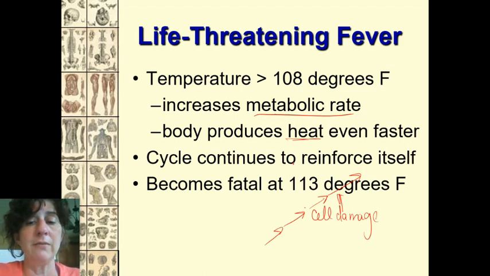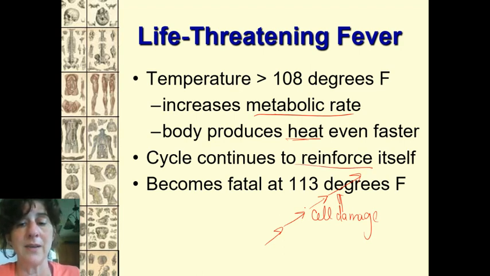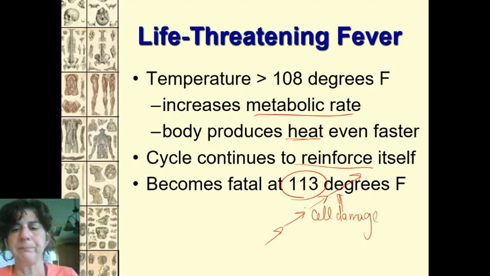So it reinforces its positive actions, and then at some point, you just can't. Your body can't handle it. Too many cells, too many tissues, too many organs succumb to that temperature, and you're done at that point. So that would be positive feedback gone bad, gone wrong.